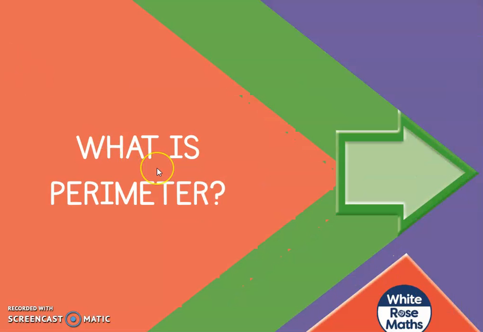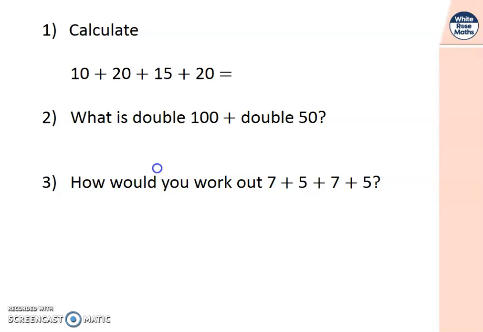So today we're looking at what is perimeter. We're going to work out how you find out what it is. Let's get ready. These are the skills that are going to be really helpful with our perimeter work today. Calculate 10, add 20, add 15, add 20. Pause the video while we have a go at that.